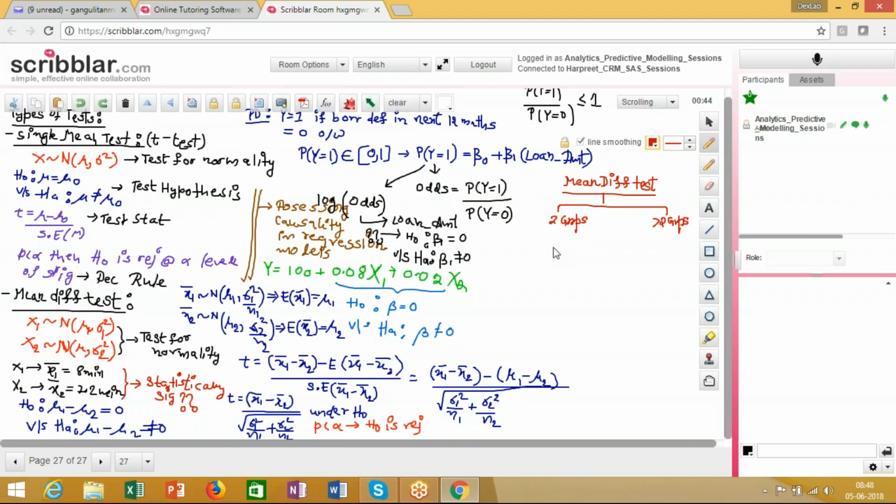So when we are trying to do the mean difference test for up to two groups, we use the t-test. And if we are doing it for more than two groups, we use ANOVA. So when we are conducting the mean difference test between two different groups, that is where we use the t-test.